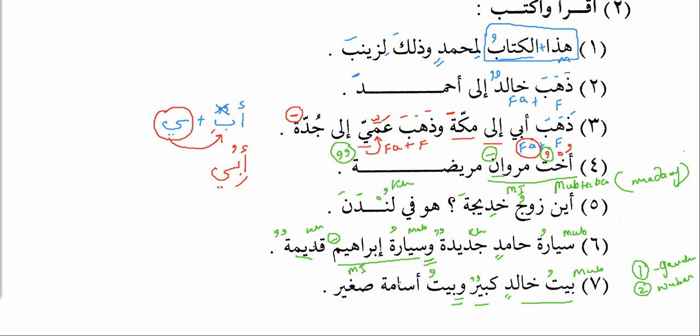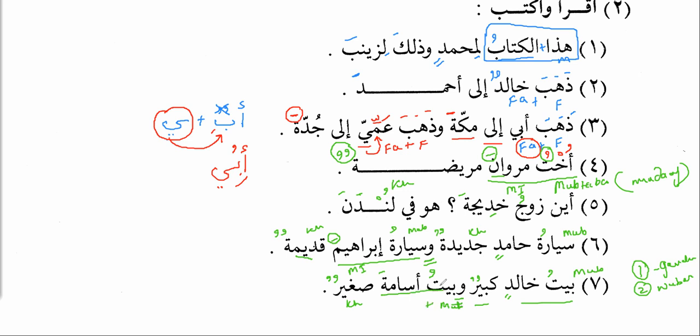Baitu Usamata, name ghair munsarif, cannot have a kasra. Saghirun, bait is male, so saghirun is khabar. Can apply the formula mubtada plus khabar, and this is the idafa.